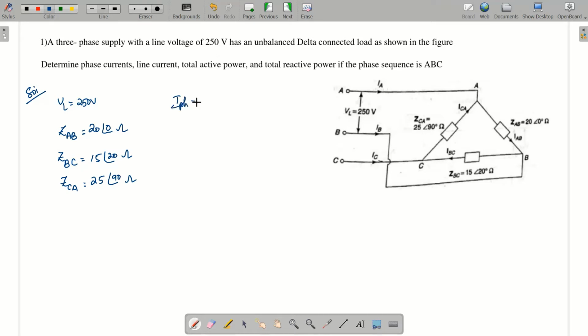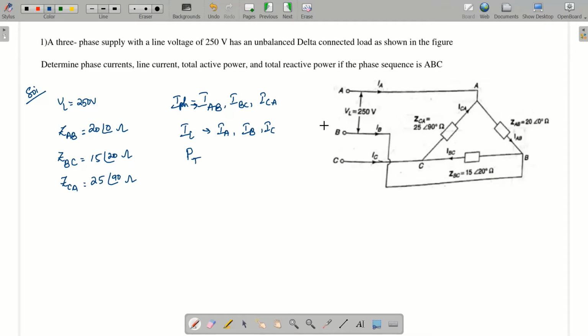Phase currents means IAB, IBC, ICA. The current which is flowing between the lines A and B is the phase current IAB. Next, they are asking for the line currents, which are IA, IB, IC, the currents flowing in the lines. Next, total active power P total. In a 3-phase circuit, if it is a balanced load, then we find 3 times the power delivered in a single phase.